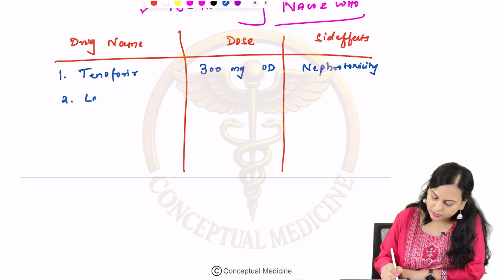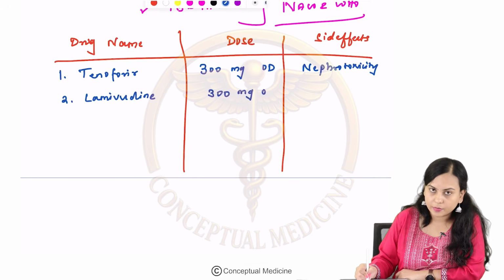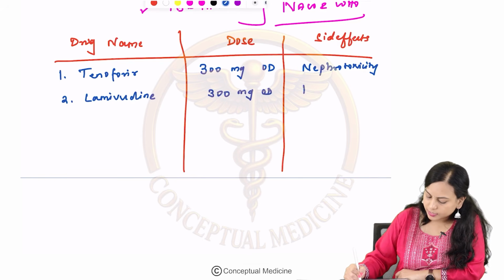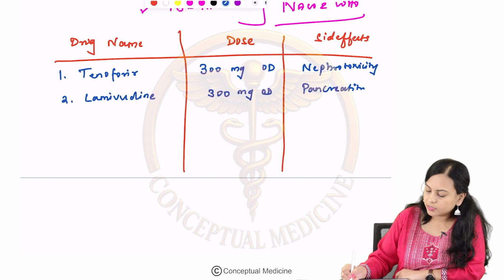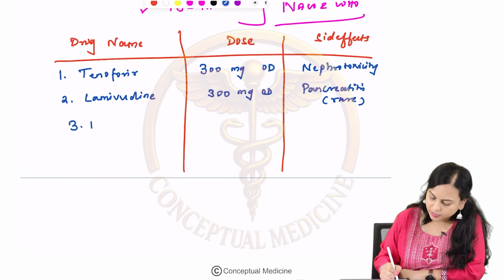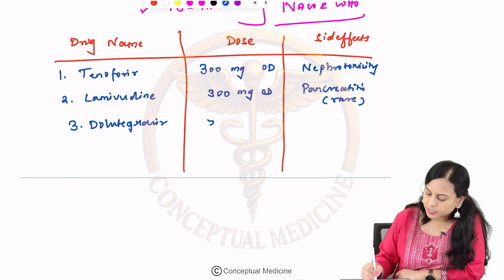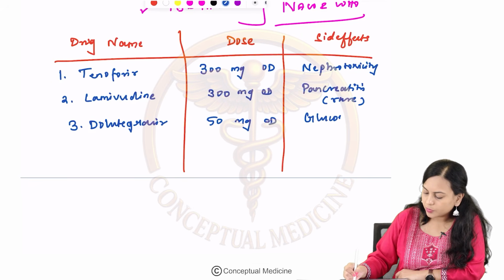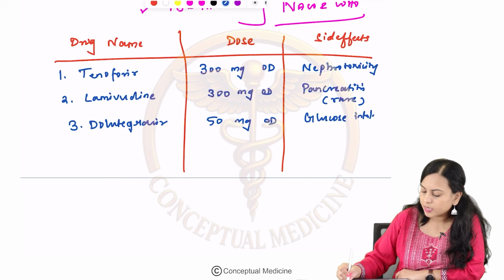And the next drug is lamivudine. This is given at a dose of again 300 mg OD, and the important side effect that can be seen is pancreatitis, but this is even very rare. Okay, and we have dolutegravir. This drug is given at a dose of 50 mg once daily, and the important side effects that is seen with this drug is glucose intolerance and weight gain.